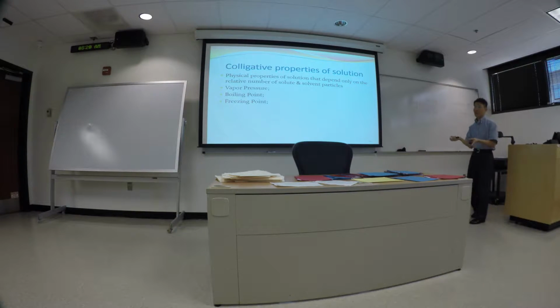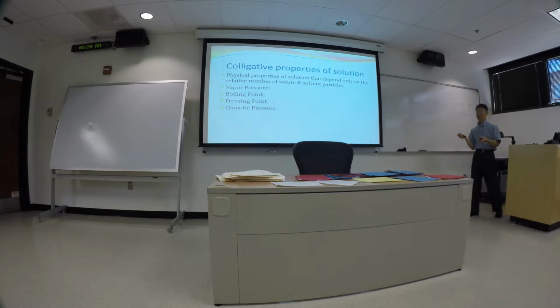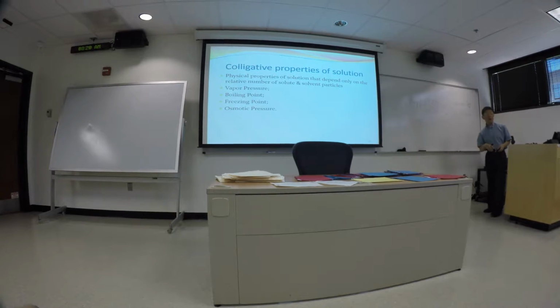And freezing point is another physical property that depends on the relative number of particles in the solution, and then osmotic pressure. So we are able to quantify the changes for these four properties, and these four properties are collectively called colligative properties of solution. And there are other properties involved, and they have something to do with the relative number of particles of the solute and solvent.